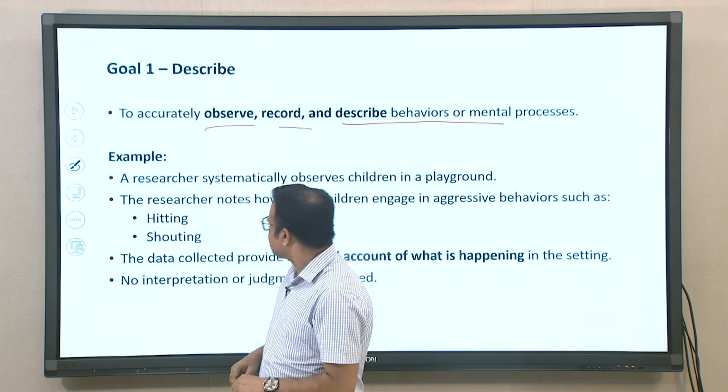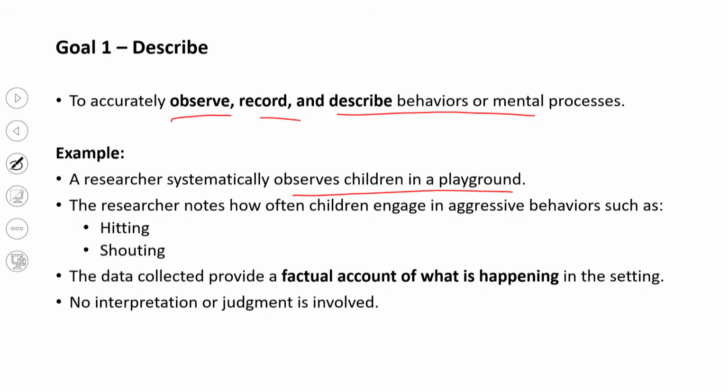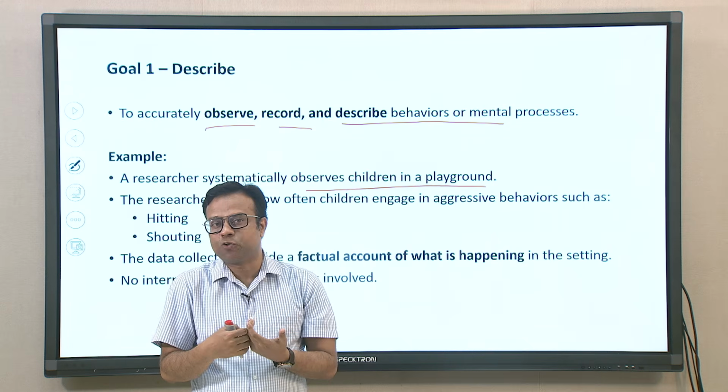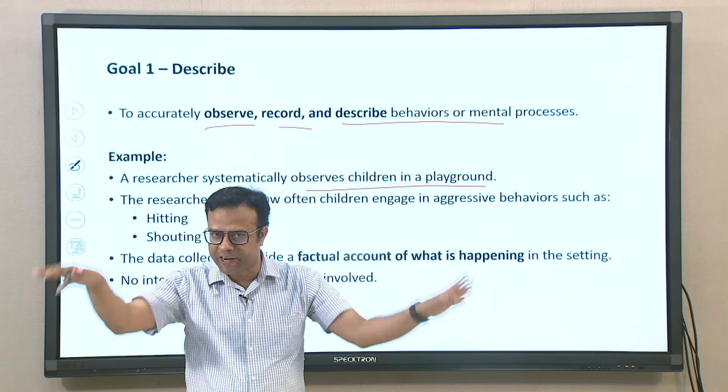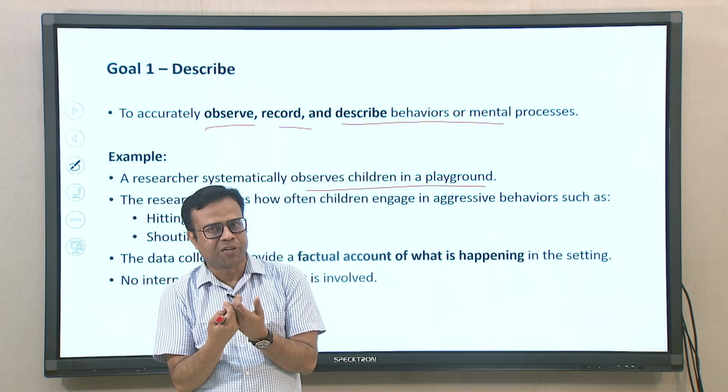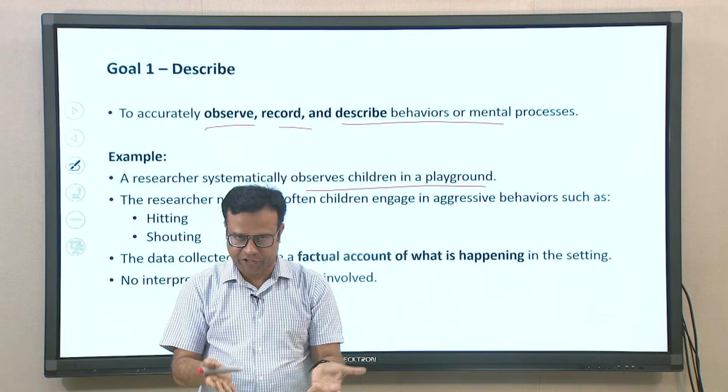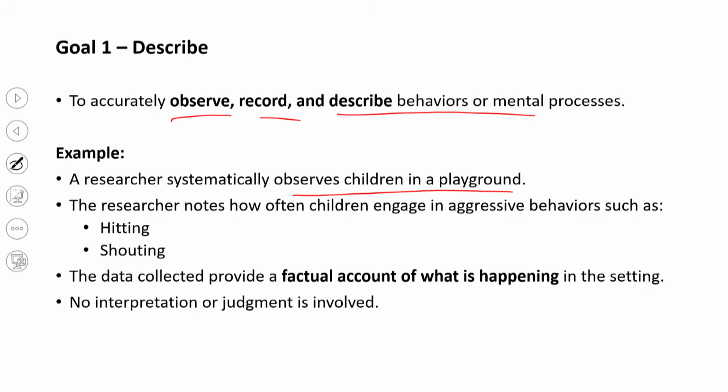For example, a researcher systematically observes children in a playground. Let us say a researcher is interested in seeing how children behave naturally, and they may be interested in certain types of behavior, like how children engage in aggressive behavior. Okay? So, they would be interested to see how naturally children behave aggressively when they are put into a playground with other children and so on. The researcher will just passively observe and see how they are behaving in a certain context. The researcher will note how often children engage in aggressive behavior such as hitting, shouting and so on. That will be part of the data collection.